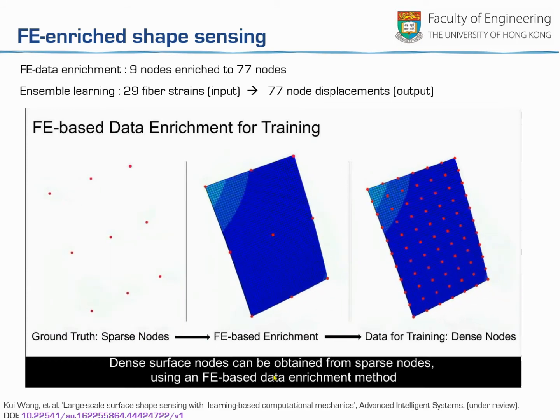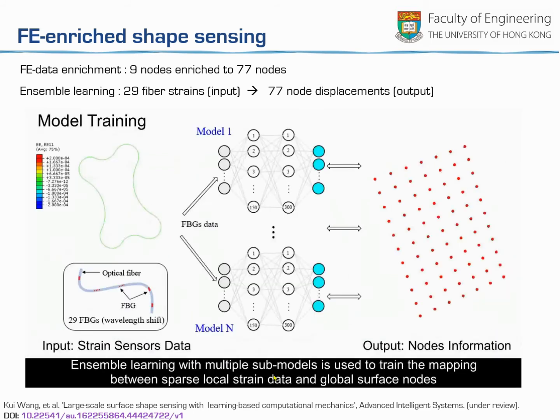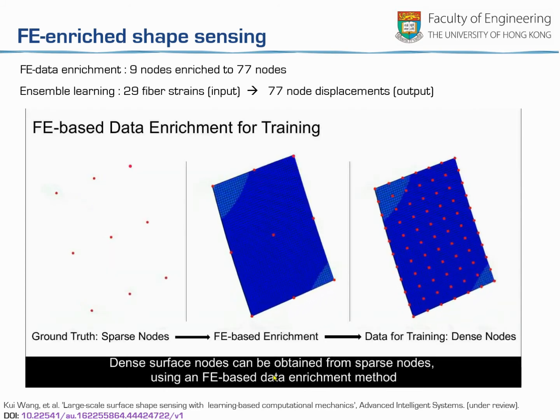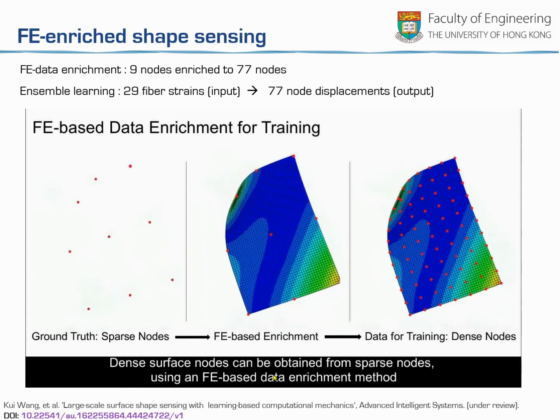Here, our strategy is to use computational mechanics to enrich the data for training. This means we only need to get the ground truth for several key nodes and regenerate more nodes with FEA. This node data can be used for the data-driven method. In the case of this A4 sensor, we just measure 9 nodes and then generate 77 nodes of data for model training.